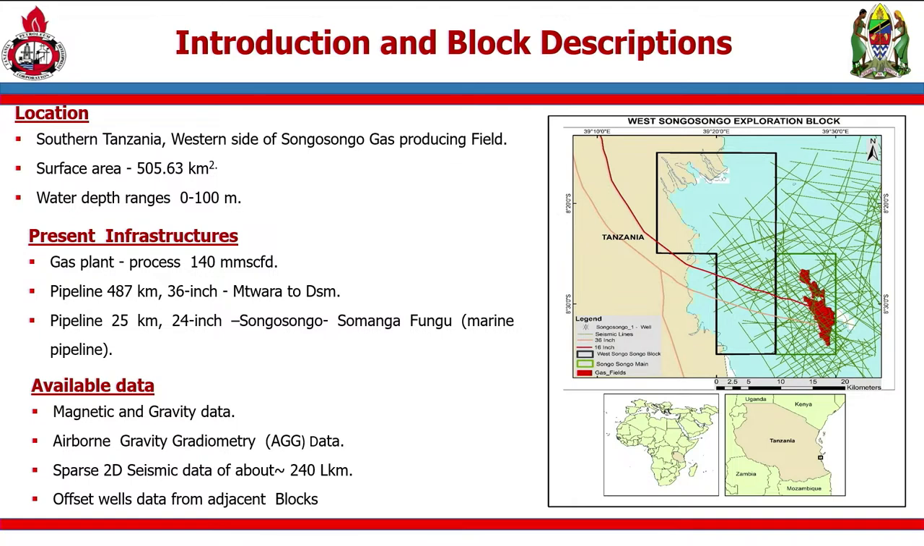The dip line spacing is about 1 to 2 kilometers, and the strike line spacing ranges from 1 to 4 kilometers. And also we have offset well data from the adjacent blocks, and many of the wells that we use for this study are from the gas field.